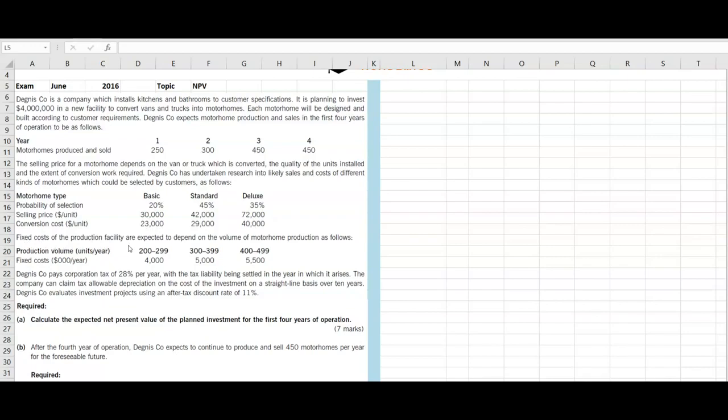Fixed costs of the production facility are expected to depend on the volume of motorhome production as follows. So the fixed cost depends upon how many units are sold. They have given a range, and they have also given the fixed cost for each range. And Degnis pays corporation tax of 28% per year, with tax liability being settled in the year in which it arises. So there are no arrear years. The company can claim tax allowable depreciation on the cost of the investment on a straight line basis over 10 years. Degnis evaluates investment projects using an after-tax discount rate of 11%.